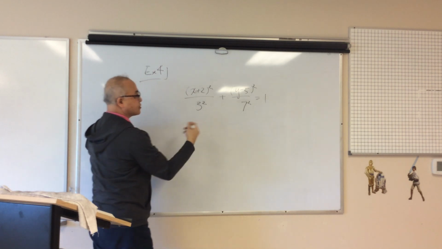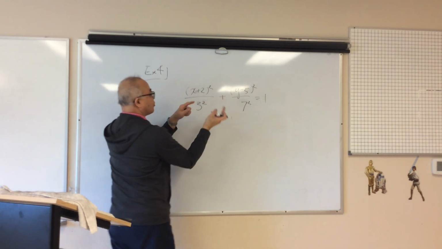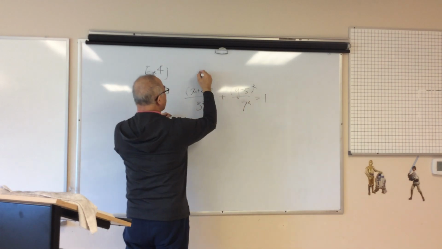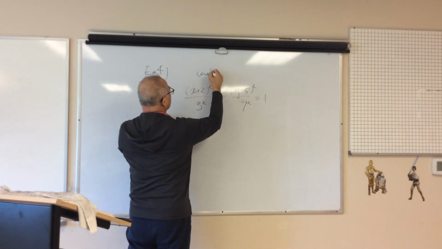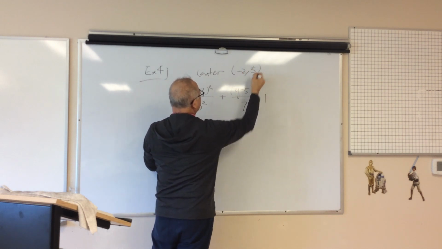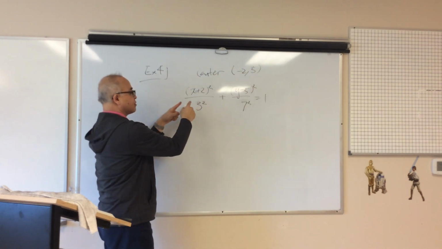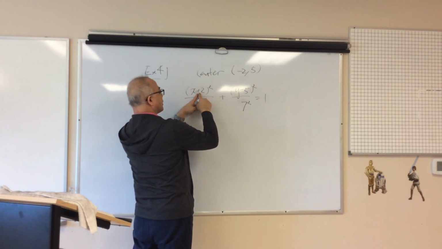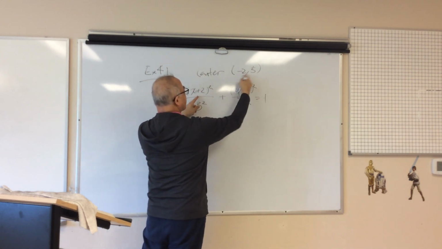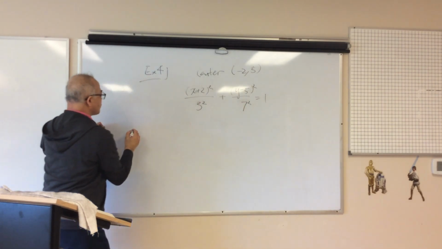Okay, where's my center here? Let's talk about the center. Normally the center would be 0, 0, but I have these corrections here. So my center is going to be at negative 2 and 5. If I start from 0, 0, I move 2 to the left, and then 5 up. So that's where my center is. Let's go ahead and start drawing that.